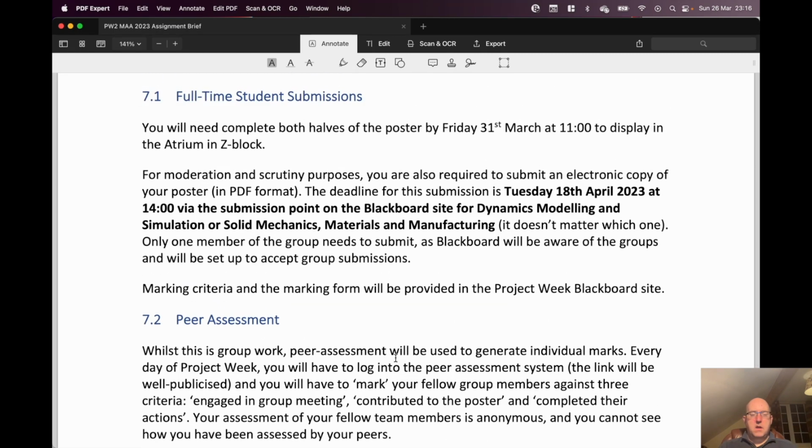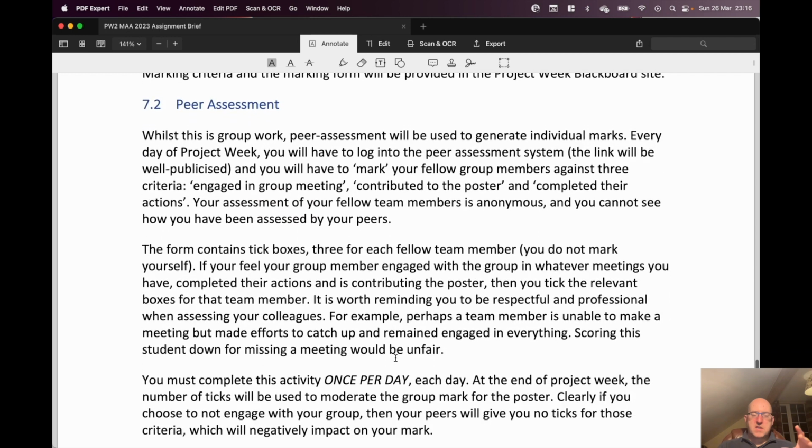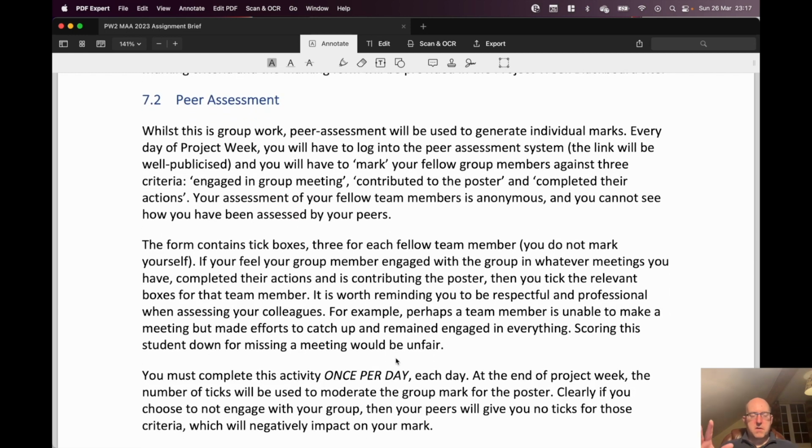Okay. Now, peer assessment. Obviously, one of the things that's important from an academic integrity point of view, and because you're doing an accredited thing, is the ability to extract accurate individual marks from a group work activity. Okay, and the way we're going about that is we're going to be running a peer assessment system. So we're using that to generate individual marks.